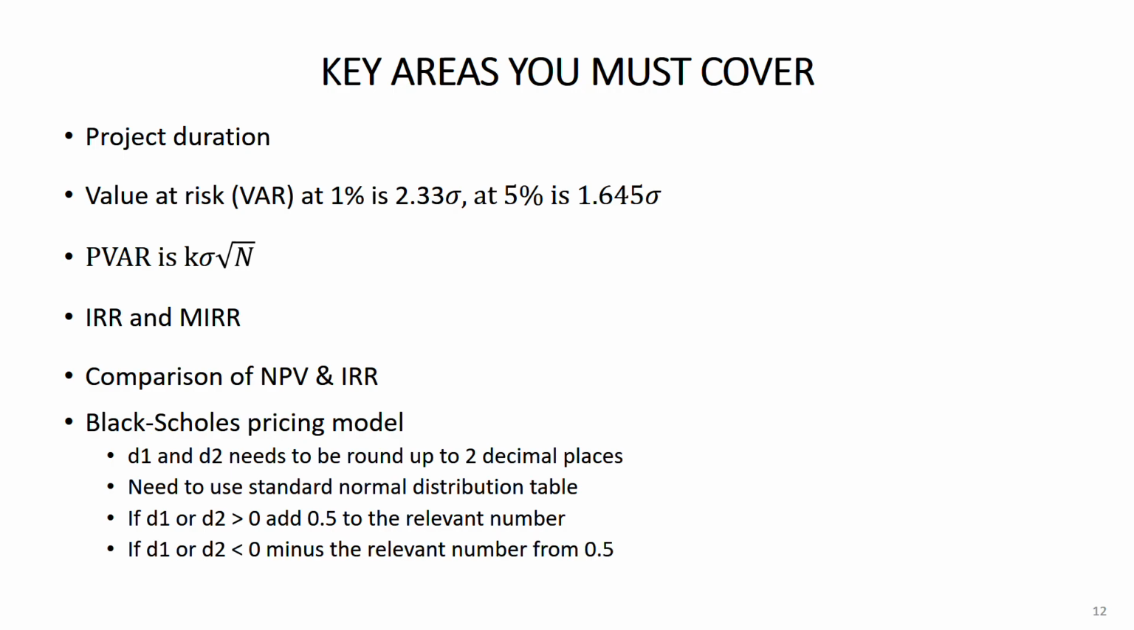But what happens if it's the other way around? If D1 or D2 is less than 0, means it's a negative number, right? There are chances that you can get a negative number also. In the first one, it's a positive number, you add 0.5. If it's a negative number, less than 0, that time, you have to minus that number from 0.5. 0.5 minus that number, right? So you will be getting an amount less than 0.5 only, the ND1 or ND2. So these things you need to take care about.